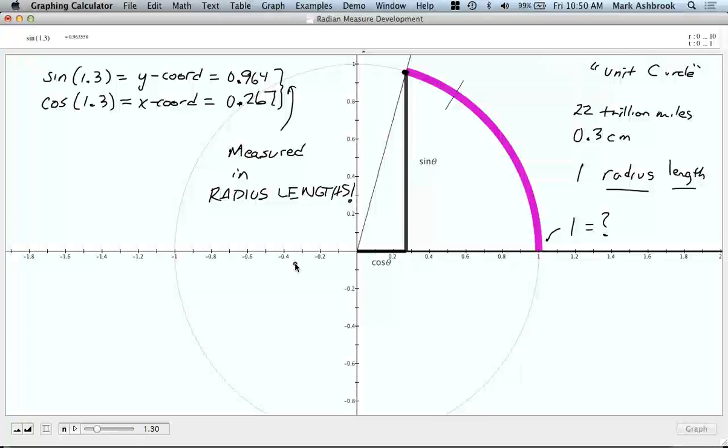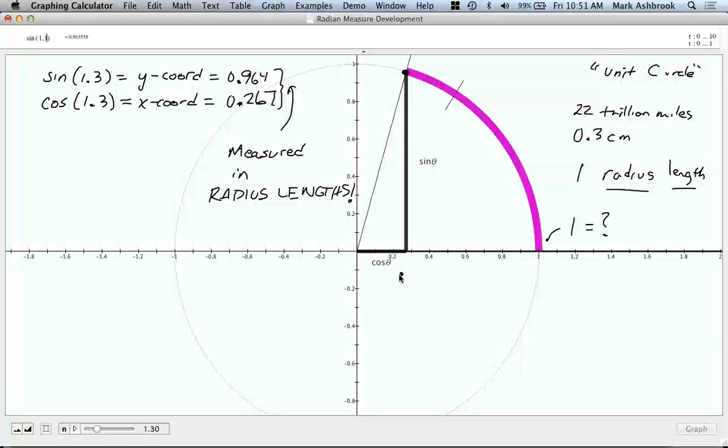So if the ant is here, right now, how far is the ant to the right of the vertical diameter right now? How would you find it? 0.267 times, well, yeah. It would be that fraction of the radius, 0.3 centimeters, that would tell you how far in centimeters the ant is to the right of the vertical diameter.